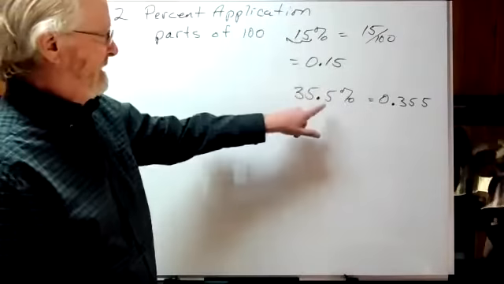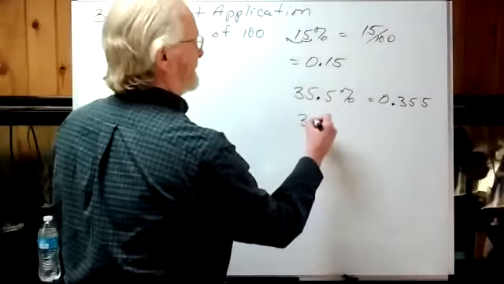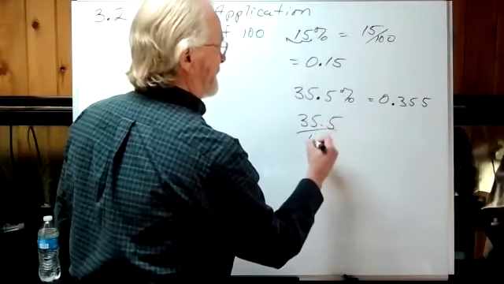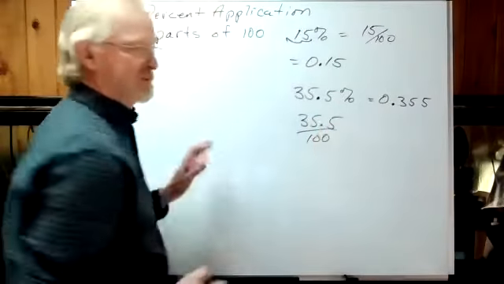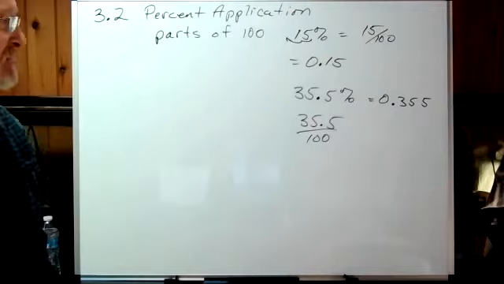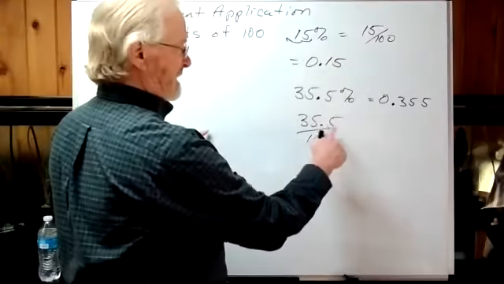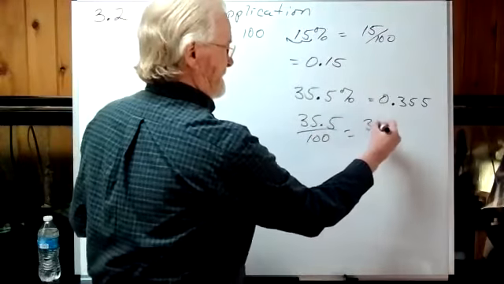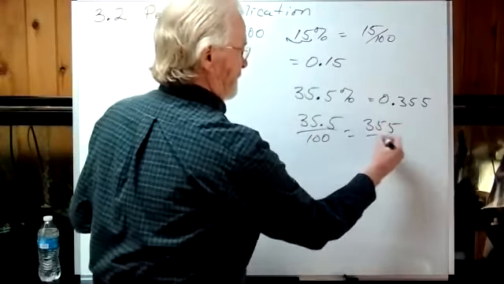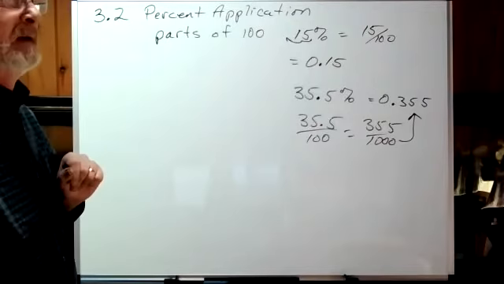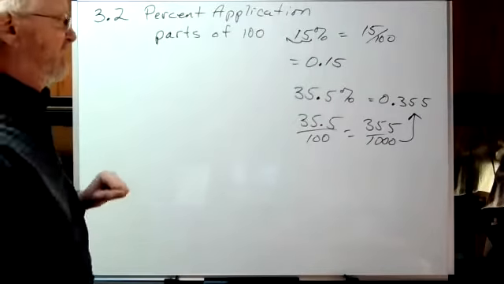So again, I could write this as 35.5 over 100. Now we don't like to mix decimals inside of fractions. So here I would multiply top and bottom by 10 to get 355 over 1,000, which is what that decimal means, all right? And yes, if I got this far and wasn't sure, you could plug it into the calculator.